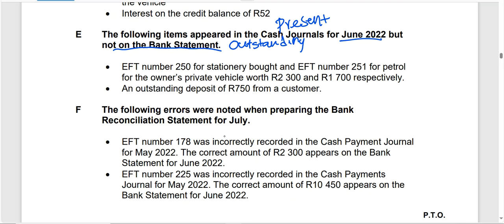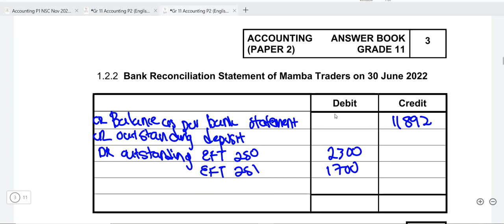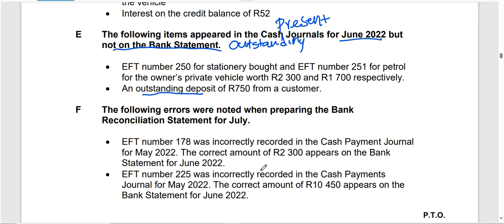Next, they are saying that an outstanding deposit. Remember, if it's an outstanding deposit, it means I have it in my present CRJ, but I don't have it in my bank statement, so I must inform the bank. So I'm telling them that they need to credit my bank account with 750. So that's why I'm going to put it on the credit side. So that 750 will come on the credit side of the BRS. Then we go to the next set of information.